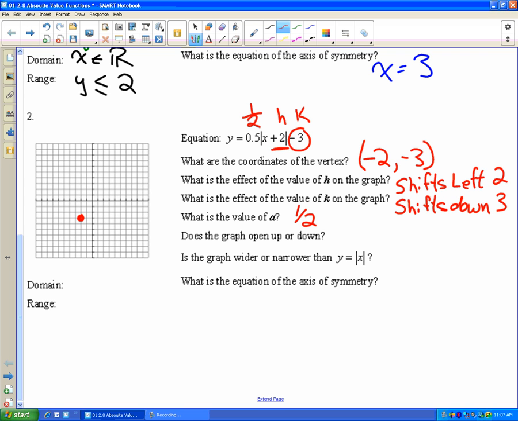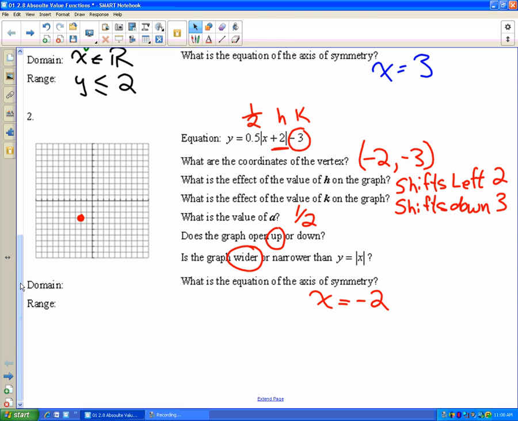Does the graph open up or down? It's going to open up. Why? Because it's a positive 1/2, not a negative 1/2. Is the graph wider or narrower than y equals the absolute value of x? It is wider. Why is it wider? It's wider because a is between 0 and 1. Axis of symmetry is x is equal to the x coordinate, which is -2.